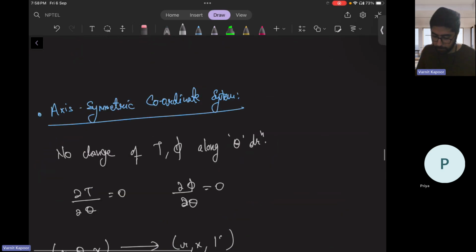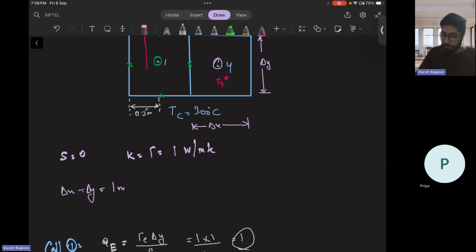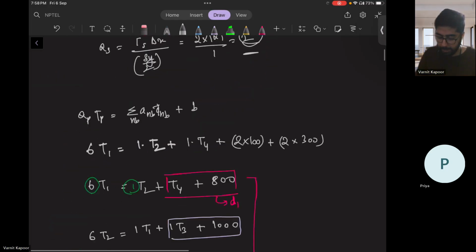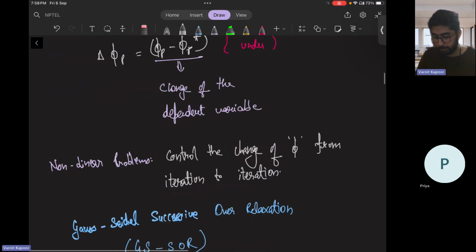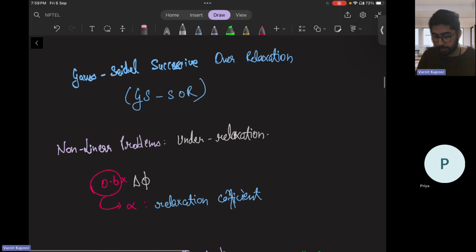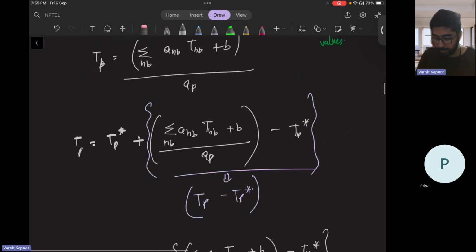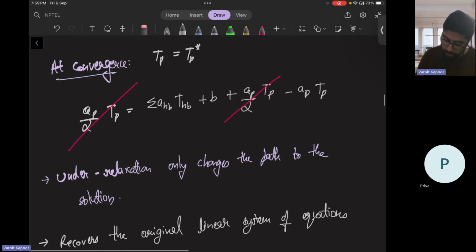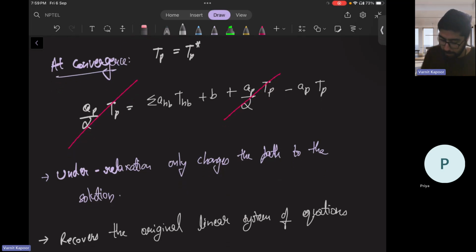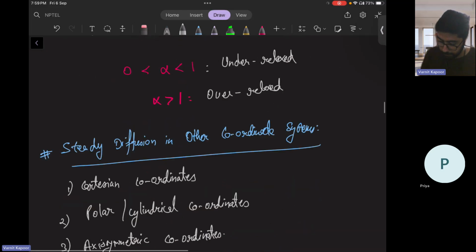Okay, so we did a lot of things today. We started with a two-dimensional TDMA problem, then solved this problem. Then we understood the under and over relaxation terms, then the Gauss-Seidel successive over relaxation for nonlinear problems. Alpha is the relaxation coefficient. This is the relaxed equation, and at convergence it only changes the path of the solution but recovers the original linear system of equations, and it must satisfy this condition after convergence.